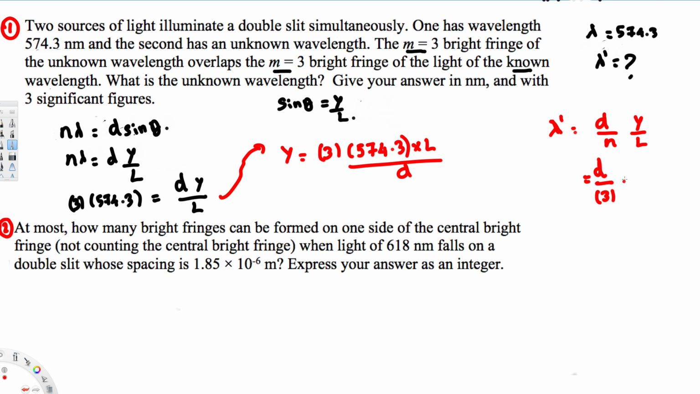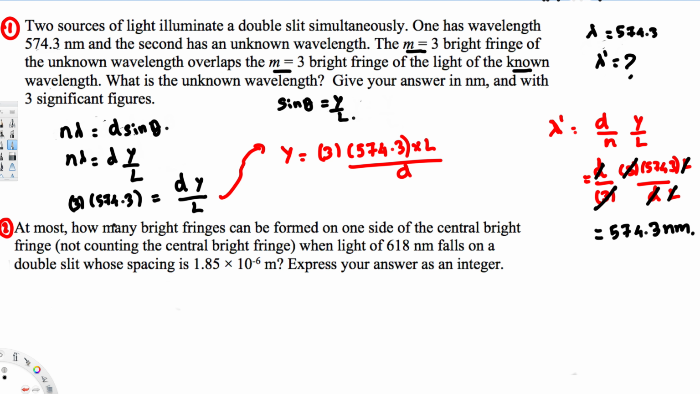So this is going to be d over 3, and then y is going to be 3 times 574.3 times L divided by d. I just replaced the y value with this one, and also we have an L in the bottom, so I just put it right here. And from this one you can see all of them cancel. This d cancels, this L cancels, this 3 cancels, so we get the same answer. So the second wavelength is also going to be 574.3 nanometer, and that's the answer for the first one.